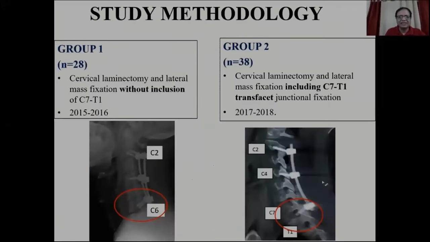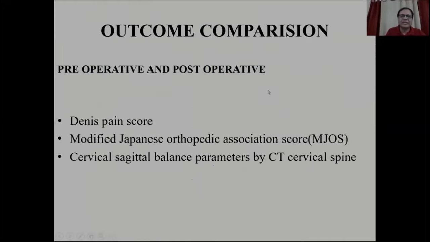To analyze this, we studied the cases which we had done in 2015 and 16, when we were not including T1 as a fixation point, and 17 and 18, where we started using T1 to achieve the sagittal balance. We had 28 patients in this group and 38 patients in this group.